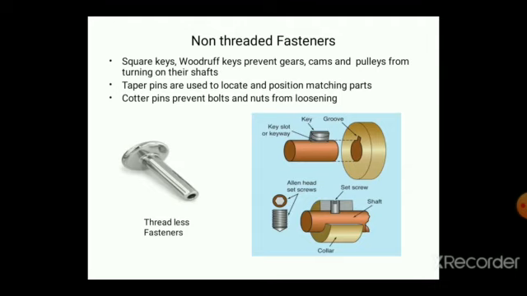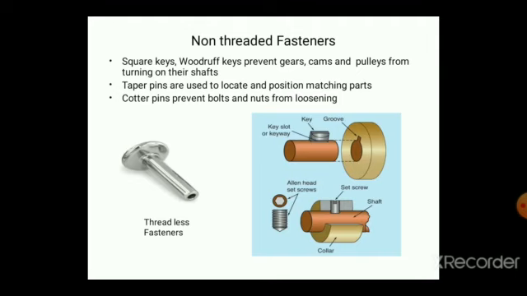We observed the three types of temporary fastening: bolt, nut, screw. All of these have threads. With the help of threads, they move inside your component or any non-structural parts. So these are the different types of fasteners. Now they are the non-threaded type.